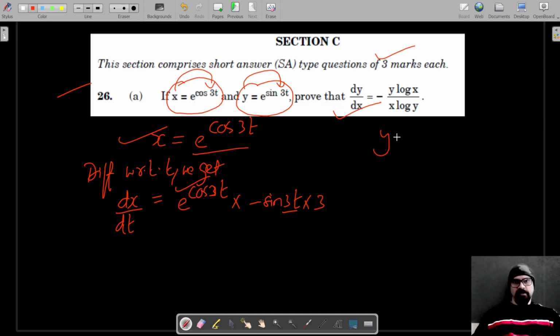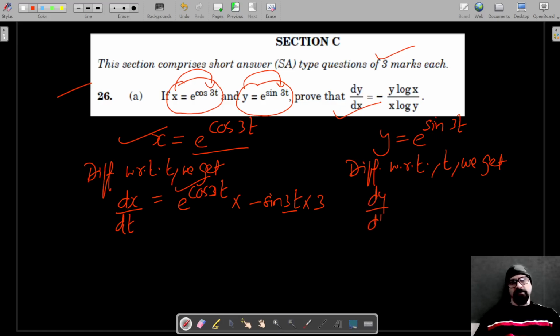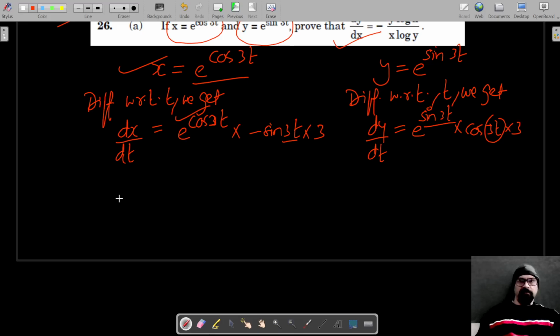Now y is equal to e raised to the power sine 3t, and let's differentiate this with respect to t. We get dy by dt is equal to e raised to the power sine 3t. Differentiation of sine is cos 3t, and differentiation of 3t is 3. So we have got the differentiation. Now we have to find dy by dx, which can be written as dy by dt divided by dx by dt.